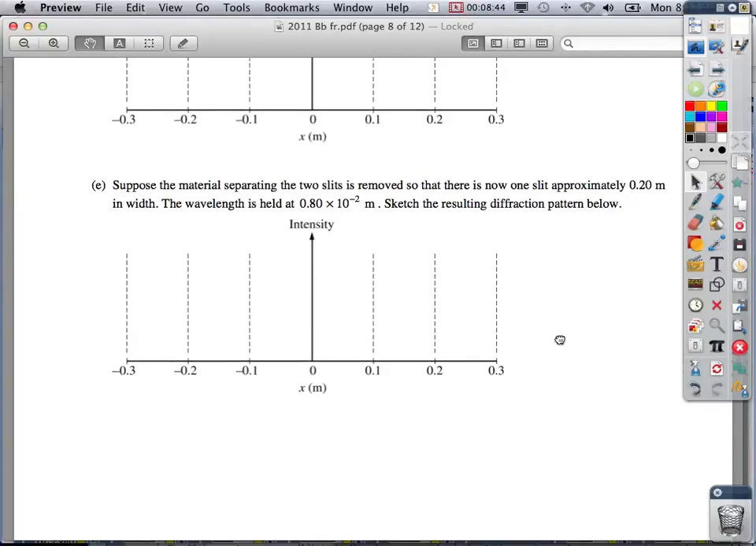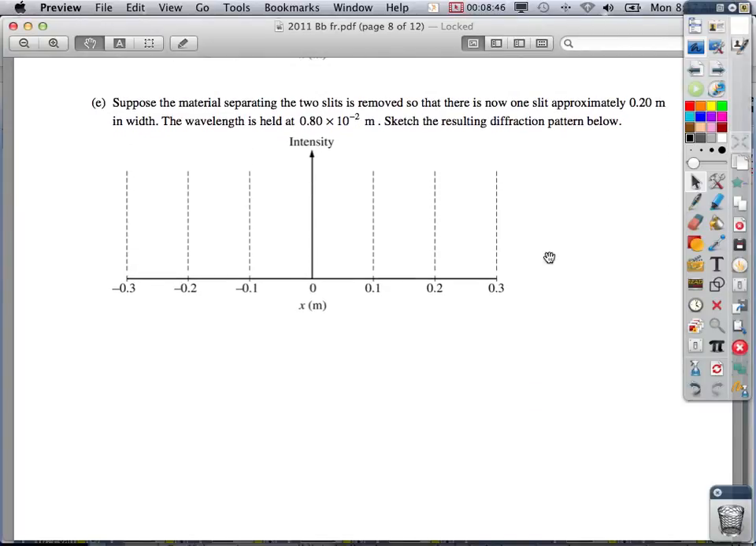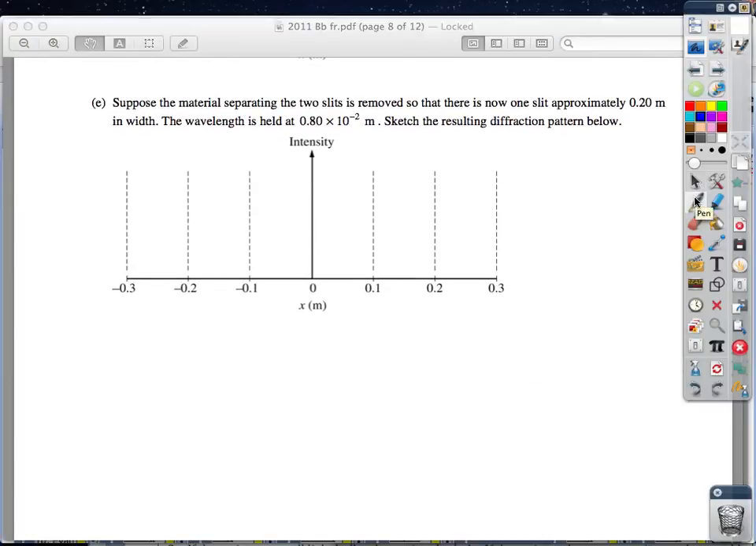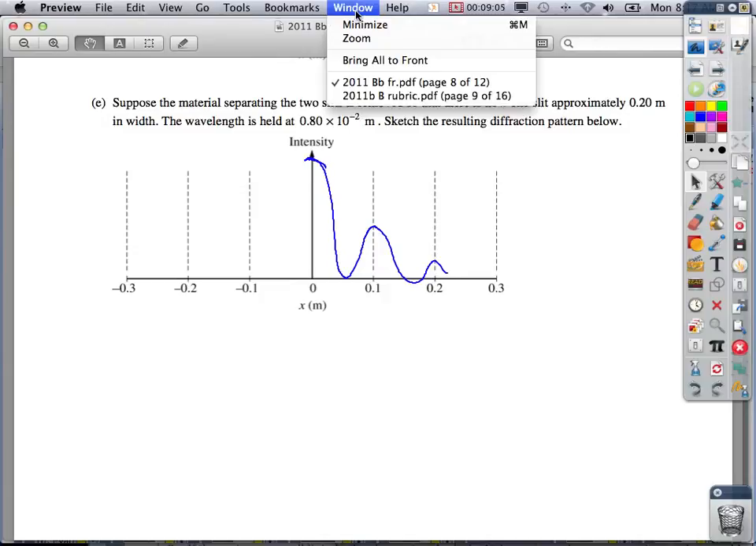Suppose the material separating two slits is removed, so there's now one slit, approximately 0.2 meters in width. The wavelength is held at that. Sketch the resulting pattern. So if you remember this, it's held at that, so it's like a big drop. Let's take a look at what they did.